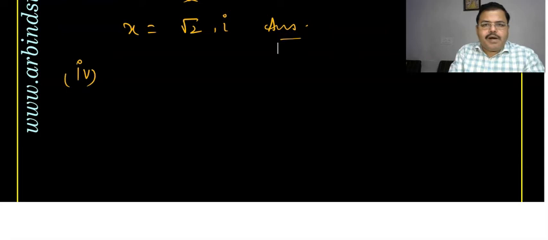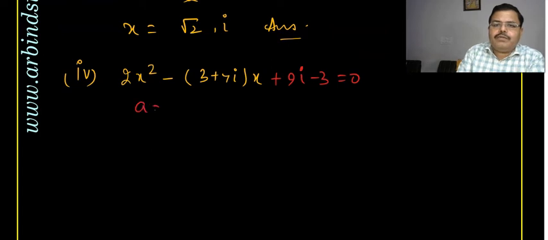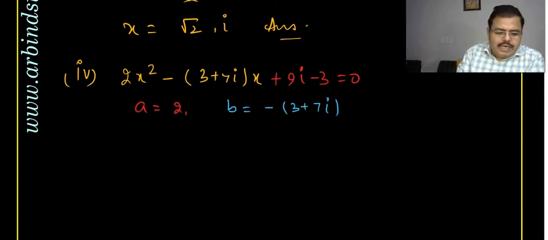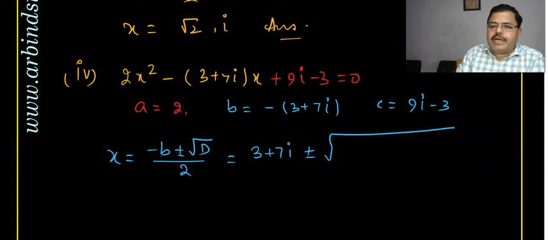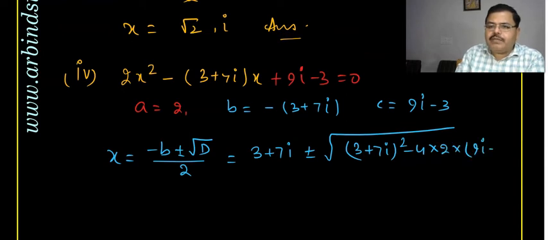Now for question number 4. There is question number 4, and that is 2x square minus 3 plus 7 iota into x plus 9 iota minus 3 is equal to 0. Clearly, here a is equal to 2, b is equal to minus 3 plus 7 iota, and c is equal to 9 iota minus 3. So x is equal to minus b plus minus root under d by 2a, and that is 3 plus 7 iota plus minus b square. B square is 3 plus 7 iota whole square minus 4a, a is 2, and c is 9 iota minus 3, divided by 2 into 2.